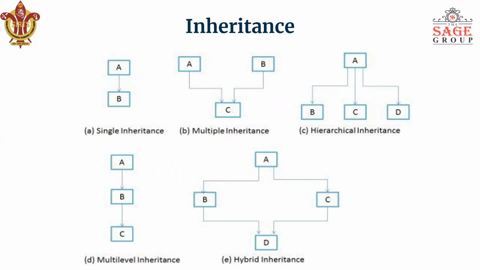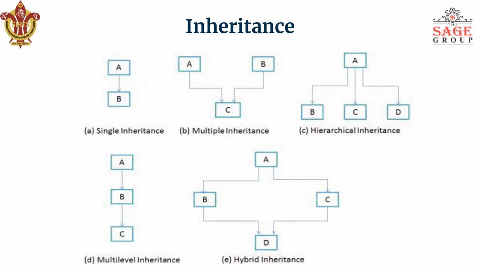Now, if we see the structure, if we talk about single inheritance, suppose A is a base class and class B is a derived class. So this type of inheritance, where class B inherits the properties of class A, with only one base class and one derived class, is known as single inheritance. Now in figure B, if there are two or more base classes having a single child class, it is known as multiple inheritance.